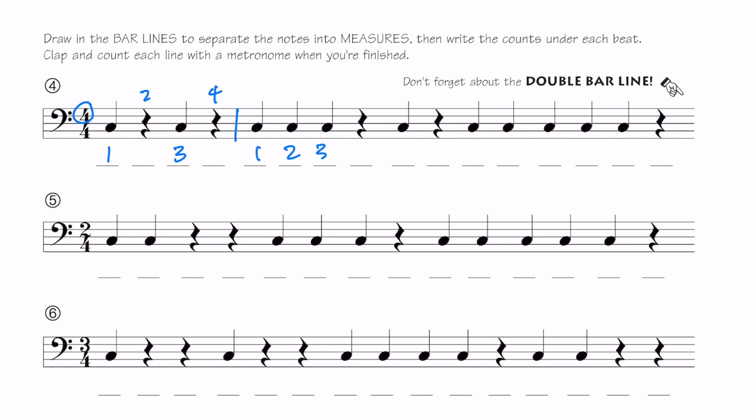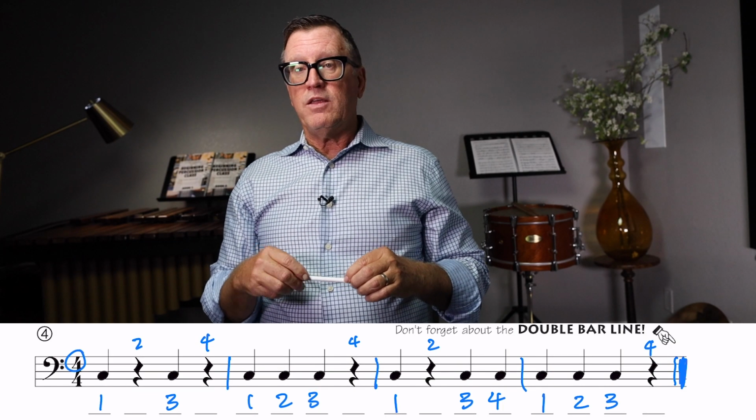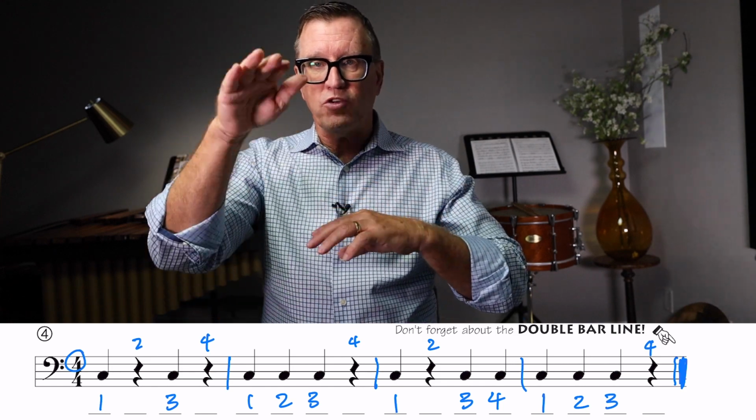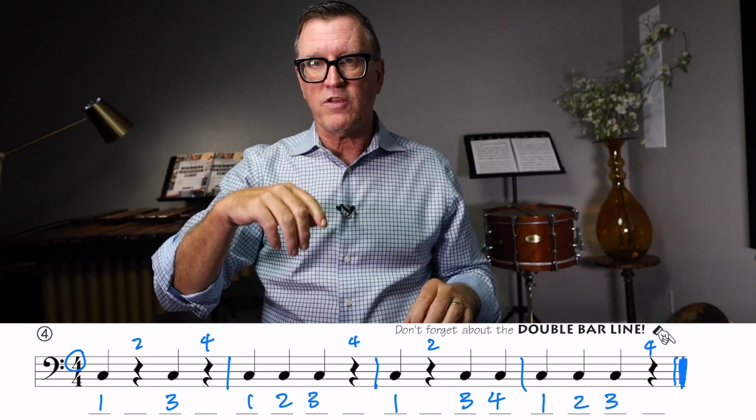1, 2, 3, 4, bar line. 1, 2, 3, 4, bar line. 1, 2, 3, 4. Double bar line at the very end. All right, so this is not really that hard, okay? 1, 2, 3, 4, 1, 2, 3, 4, just notes below, rest above.